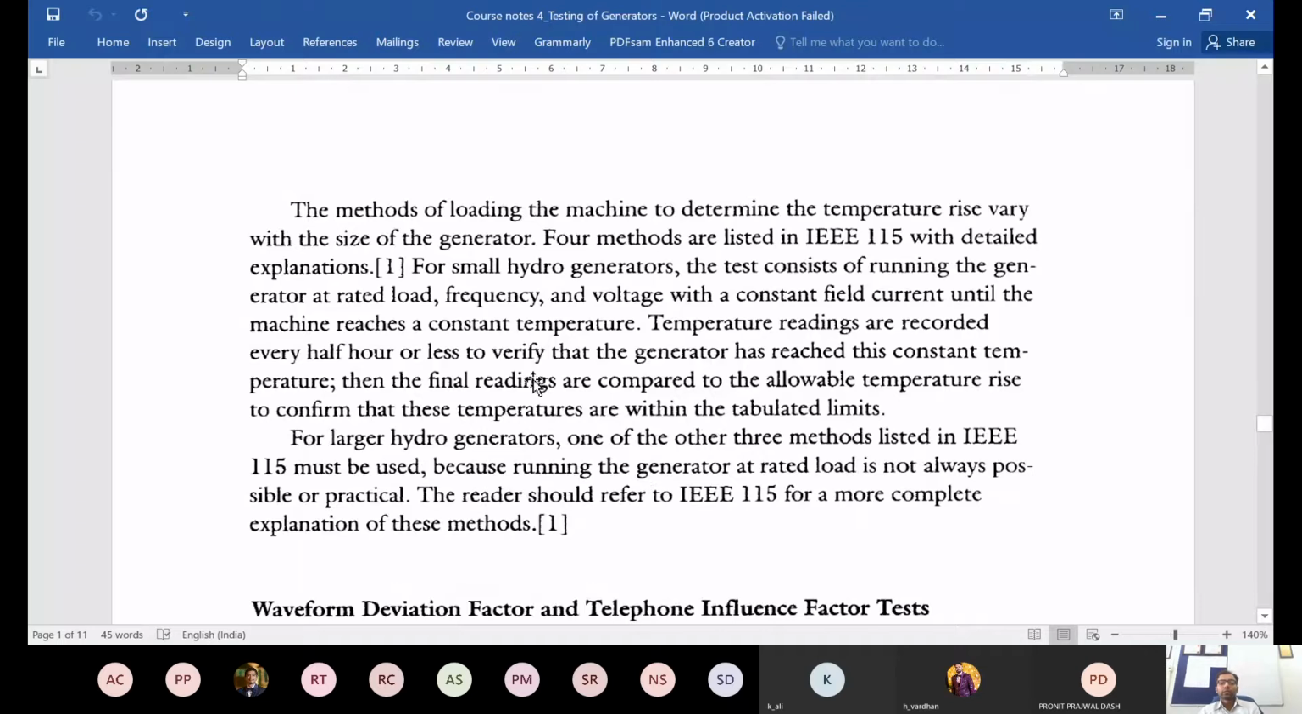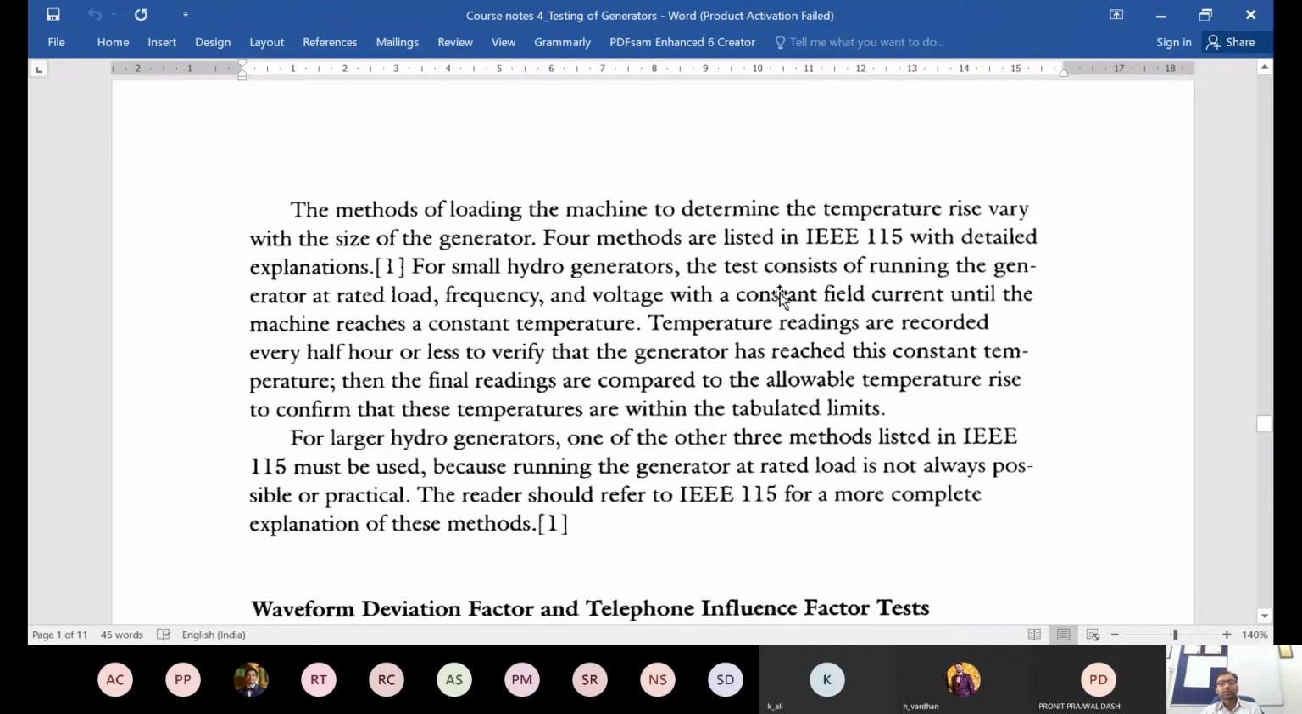The methods of loading the machine to determine the temperature rise. So how do you load the machine and how do you determine the temperature rise? These vary with the size of the generator. Four methods are listed in IEEE 115, with detailed explanations. We will look at that shortly.